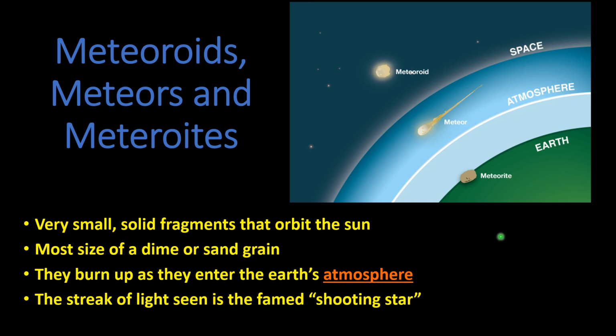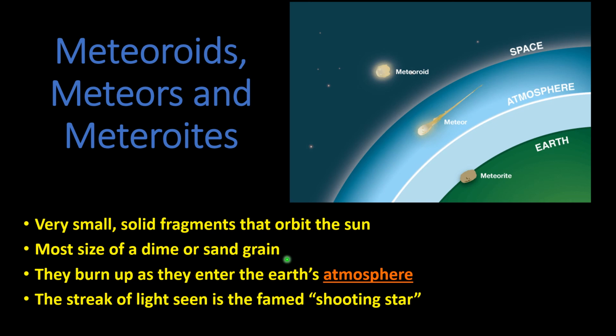The last thing we're going to talk about with our solar system are meteoroids, meteors, and meteorites. They all have different names, but it really just depends on where they're located. They're kind of the same idea. So meteoroids, I should say, are very small, solid fragments that orbit the sun. Most of them are tiny, the size of a dime or a sand grain, so they're small little particles. As they enter the Earth's atmosphere, they're going incredibly fast, and then all of a sudden they hit our atmosphere, which is the first time they're colliding with molecules that are densely packed together, and it heats them up due to the force of friction.